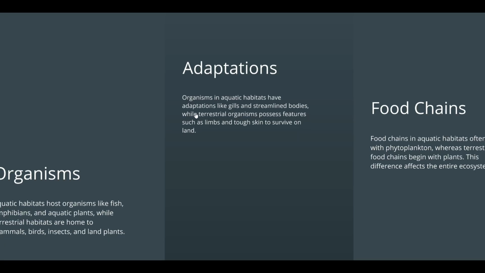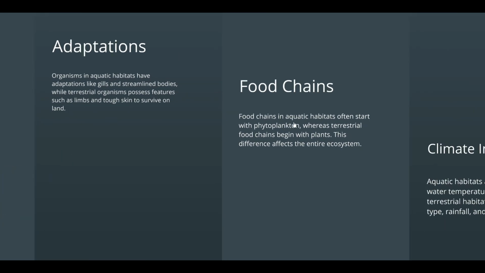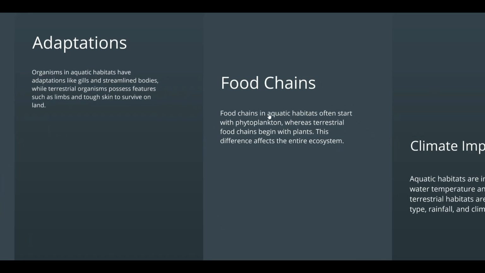Organisms in aquatic habitats have adaptations like gills and streamlined bodies, while terrestrial organisms possess features such as limbs and dry skin to survive on land. Then, what is known as food chain? Food chains in aquatic habitats often start with phytoplankton, whereas terrestrial food chains begin with plants. This difference affects the entire ecosystem.